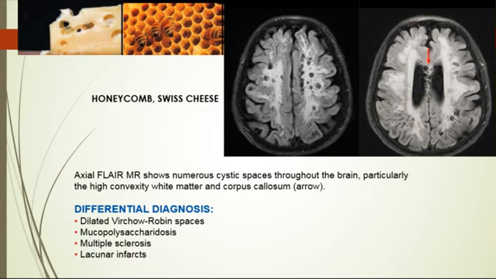So as we can see, there are numerous cystic spaces through the midbrain, through the brain, particularly in the high convexity of the white matter, the centrum semiovale, the corpus callosum. The differential diagnosis includes dilated Virchow-Robin spaces or perivascular spaces, which can be a normal finding, especially in elderly, mucopolysaccharidosis, burnt out lesions of multiple sclerosis, and lacunar infarcts.